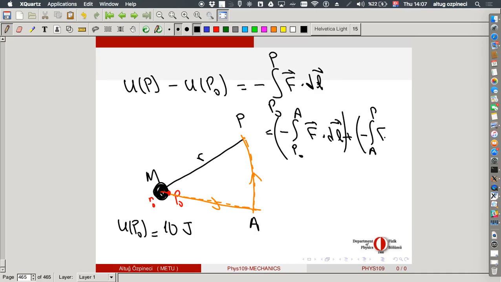You can choose any path that you like. It doesn't matter because we have already shown that the work done as you go from point P0 to P will be independent of which path you choose. So let's say this point is A. I can just divide this integral into two parts. One, I can start from P0 and go to the point A, and then I can start from the point A to the point P.